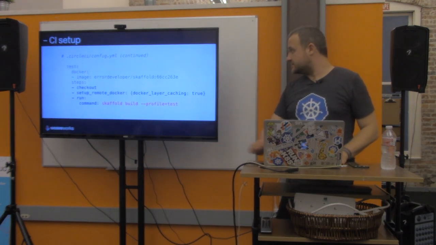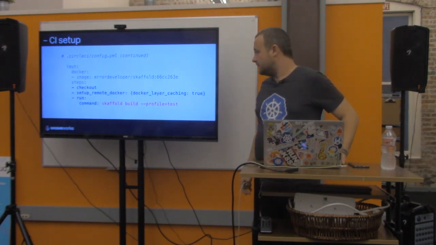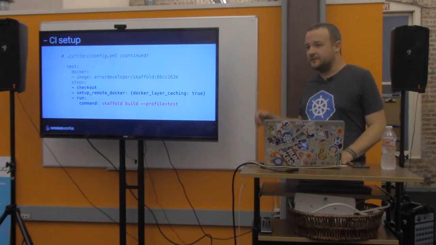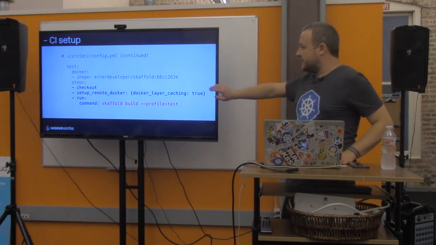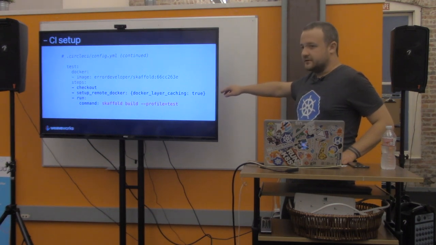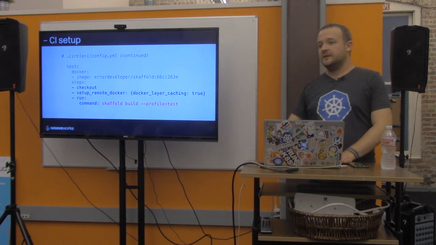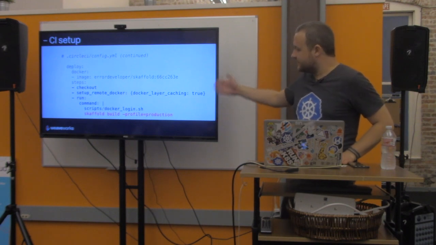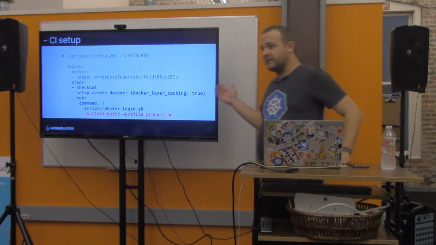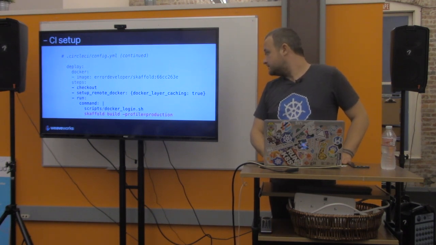So the test job uses the Docker image that includes Scaffold. There isn't an official image for Scaffold yet. I had to build one. I'm contributing the Dockerfile to the repository, and the process of that. And it checks out the code, the usual stuff they do with Circle. And then runs the command scaffold build profile test. So that will just run unit tests and build the image. And the next step will do Docker login and rerun Docker build with the production profile, with the action push. It's really quite simple.